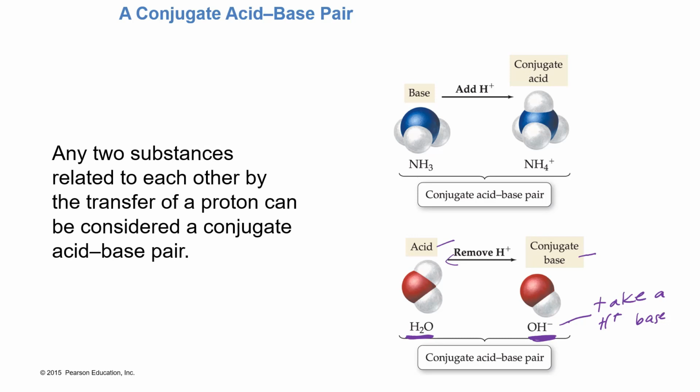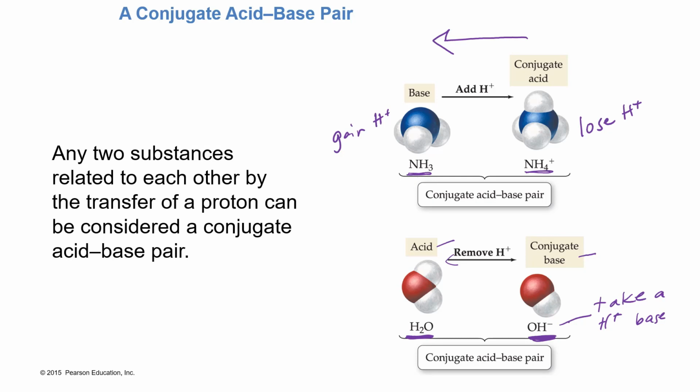And up here on NH3 and NH4+, if we go in this direction, this has to lose a hydrogen in order to become this one, and this one has to gain a hydrogen. So anything that gains a hydrogen is a base, and anything that loses a hydrogen is an acid. And if they're related to each other by one H+, then they're conjugate acid-base pairs, but it can only be one H+.